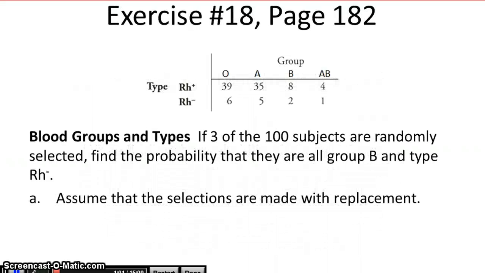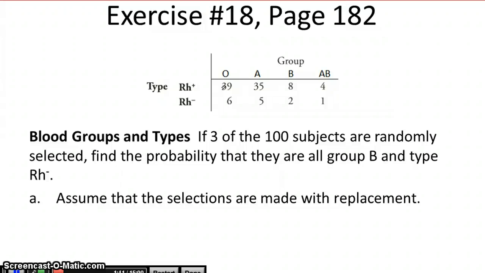For example, in exercise 18 on page 182 of your textbook, we are given the following contingency table, giving the frequencies now of blood antigens from a sample of 100 subjects. Now, you can have the A antigen, you can have the B antigen, or you could have both, or you could have neither. And then you could also have the rhesus antigen types. That gives you all 8 different blood types that people can have.